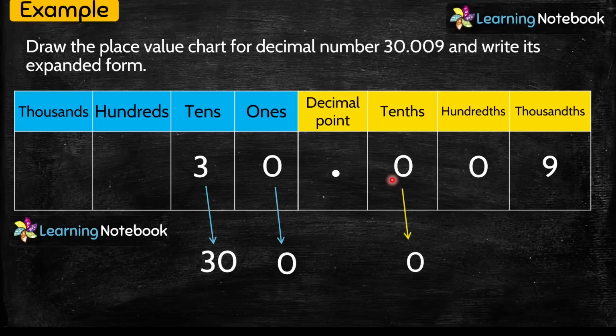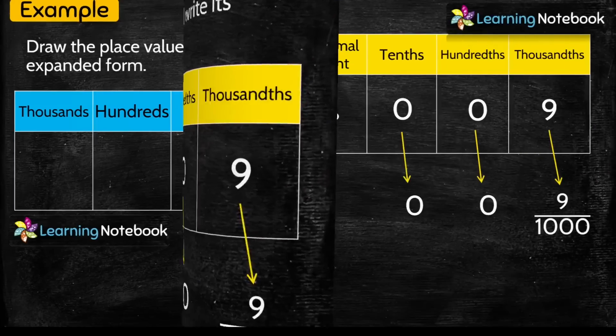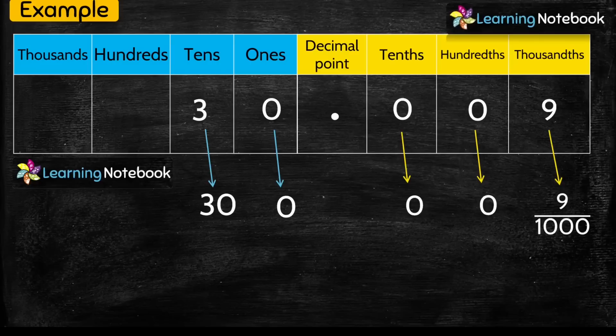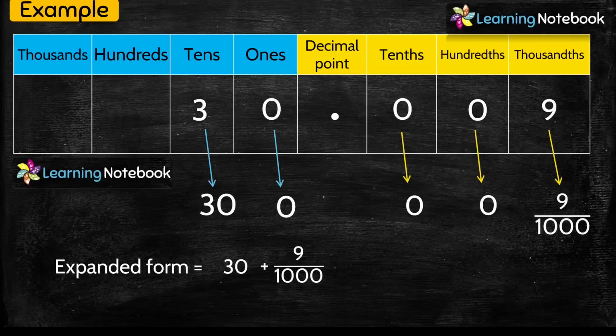Students, do remember that place value of 0 always remains 0 irrespective of its place. So place value of next 0 will also be 0. And the place value of 9 is 9 by 1000. Now with the help of these place values, let's write the expanded form of this given number. We will write 30 plus 9 by 1000.